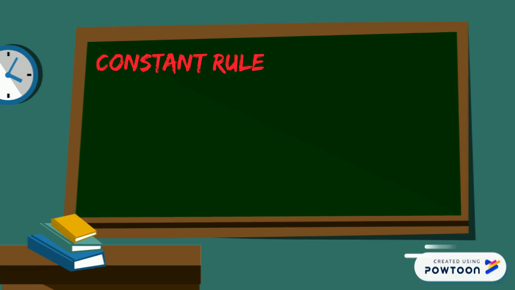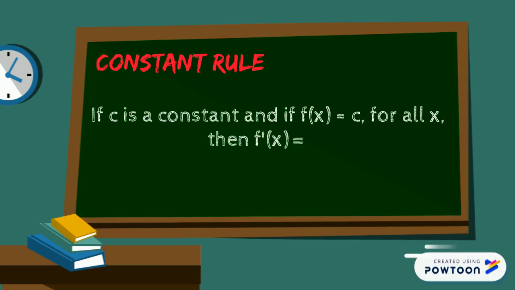Let's start with the constant rule of differentiation. Recall the definition. If c is a constant and if f of x equals c for all x, then f prime of x is equal to 0. This simply means that any number that is not subject to change equals to 0.